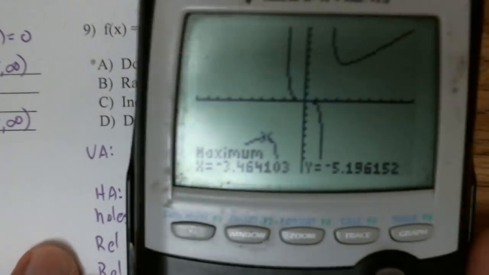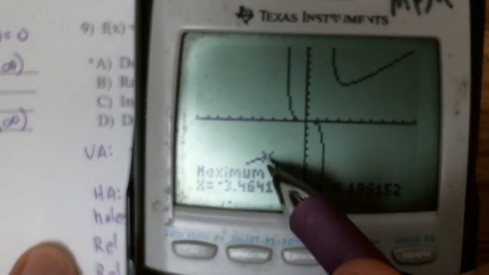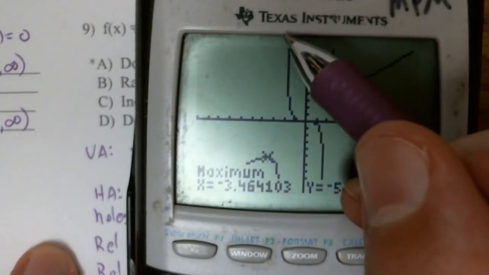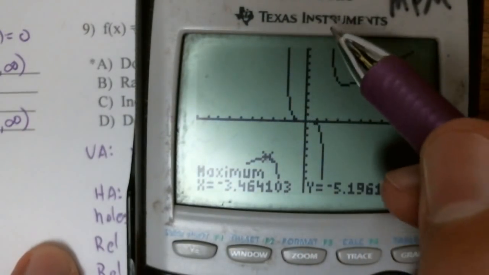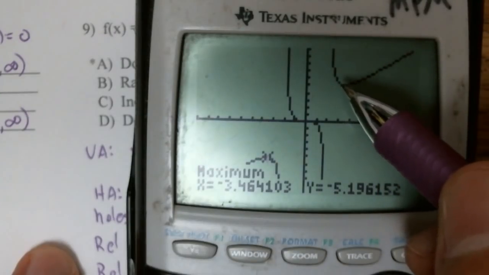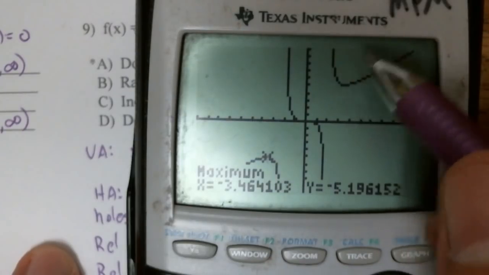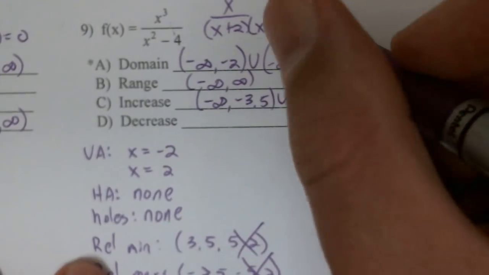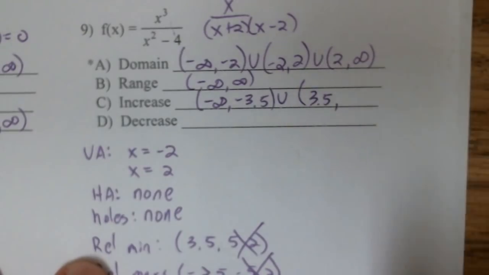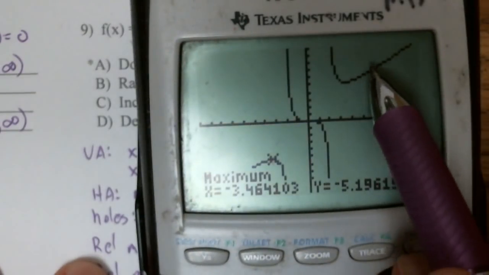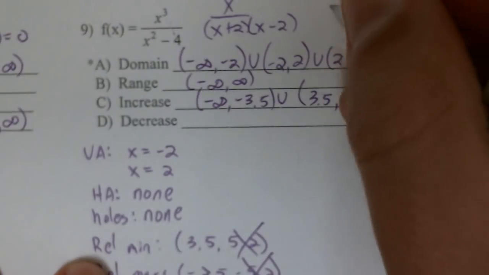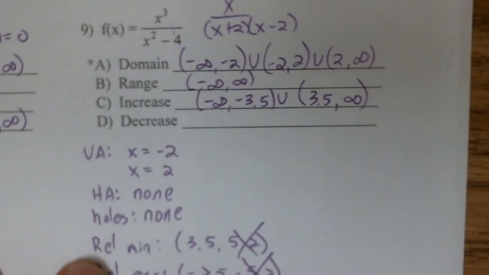Okay, so on my interval of increase, I don't start making money again. From here, I'm losing money, I'm losing money, I'm losing money. I don't start making money again until I hit that spot, which is the relative minimum. That x coordinate was the positive 3.5. So for 3.5, I pick it back up and I will continue to make money until the end of time. So 3.5 to infinity.